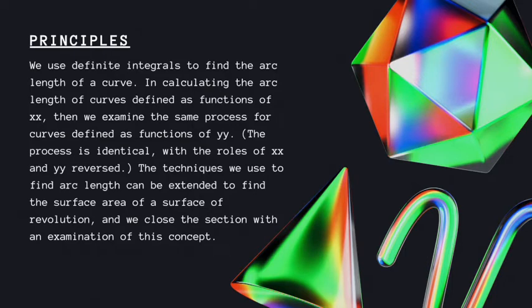Principles: we use definite integrals to find the arc length of a curve. In calculating the arc length of a curve defined as functions of x, then we examine the same process for curves defined as functions of y. The process is identical, with the roles of x and y reversed. The techniques we use to find arc length can be extended to find the surface area of a surface of revolution. And we close the section with an examination of this concept.